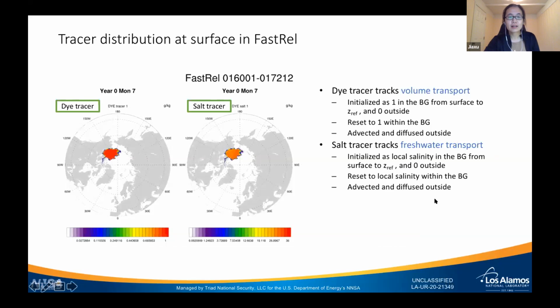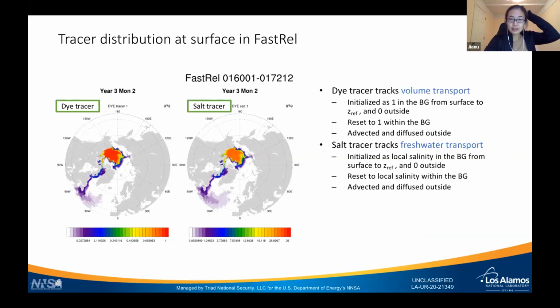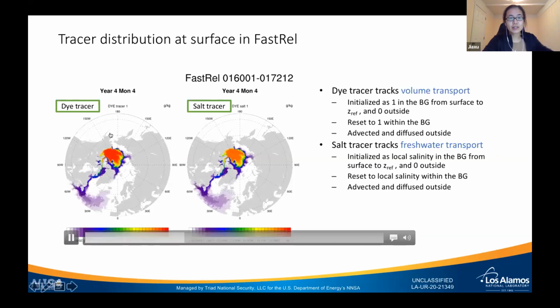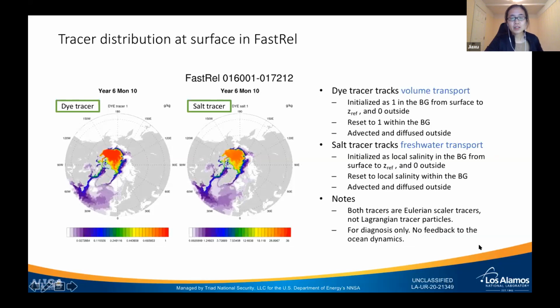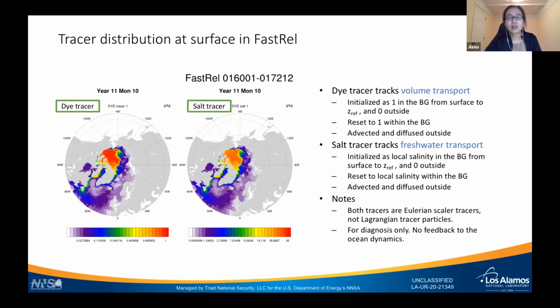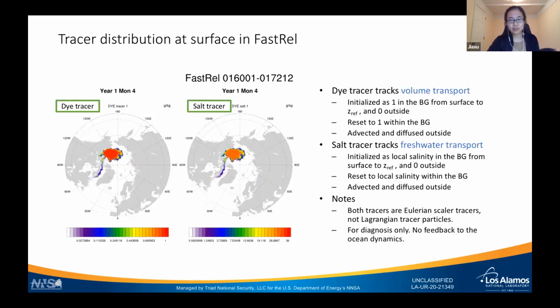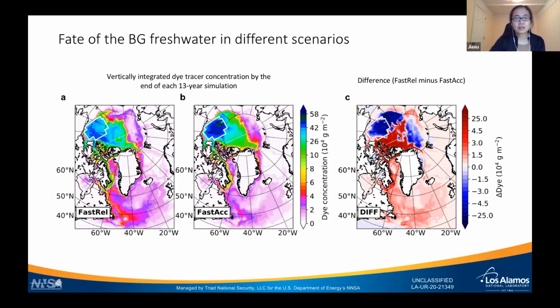This is an animation showing the tracer distribution at the ocean surface in the fast release case. The left is for the dye tracer, and the right is for the salt tracer. I want to point out that, as Stephen just introduced, these 2 tracers are Eulerian scalar tracers. They're not the Lagrangian tracer particles Stephen just introduced. And they are for diagnosis only, which means there's no feedback to the ocean dynamics. So now let's take a look at the results.